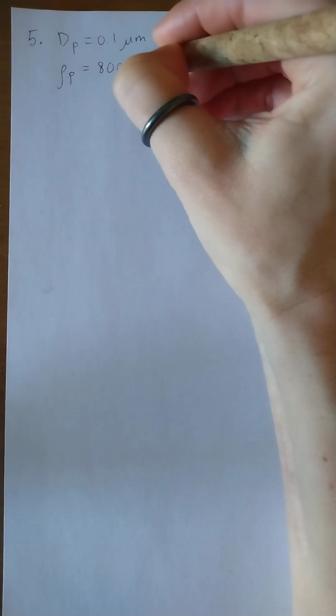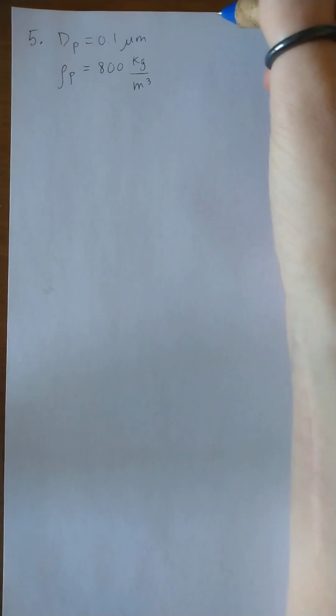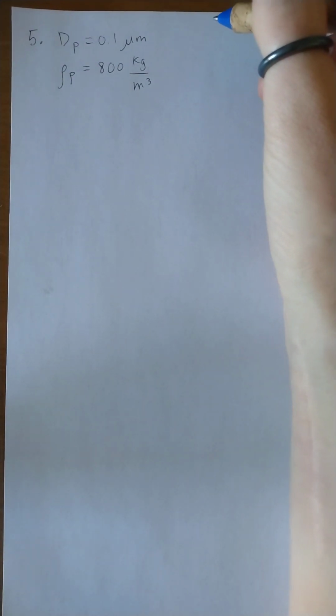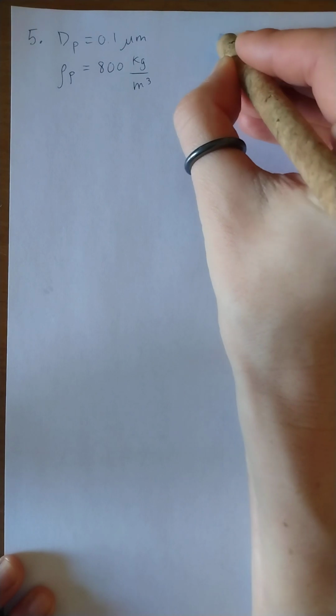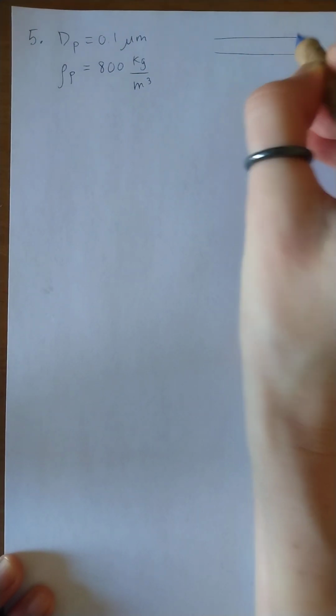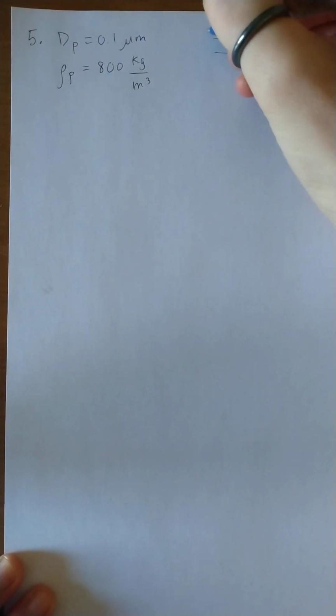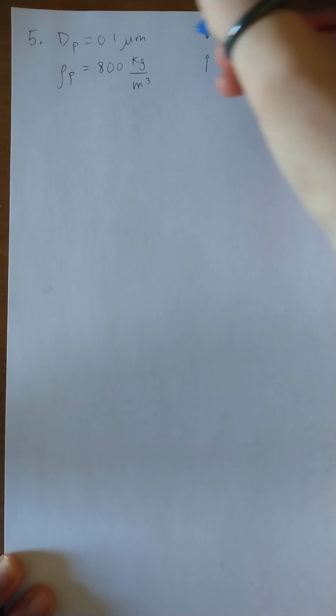Okay, so I want to work through the fifth problem on our review activity. In this problem, we have a negatively charged droplet that has a diameter of 0.1 microns, and the droplet's made of oil, so its density is somewhat less than that of water. The situation is that this oil droplet is suspended between two plates that have a separation of 5 millimeters.